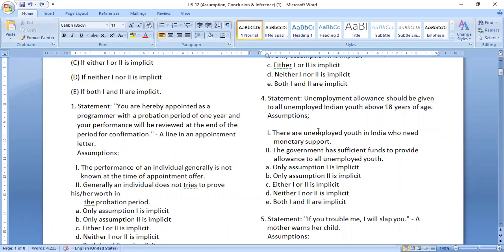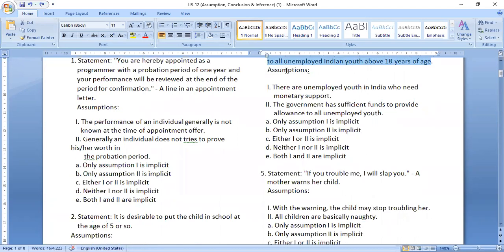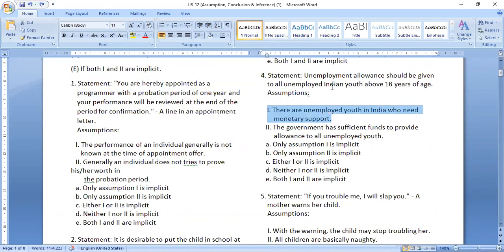Okay, question 4. The statement says that unemployment allowance should be given to all unemployed Indian youth above 18 years of age. So that's the statement. So just give it to all of them. So statement and the assumptions. One is there are unemployed youth in India who need monetary support. Is that implicit? Yes, it is, right? If that weren't implicit, then there's no need to make the statement.